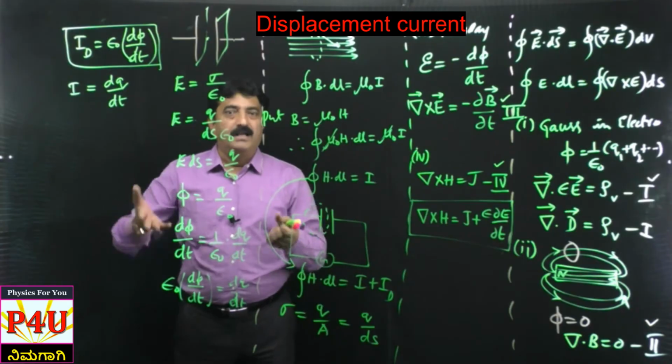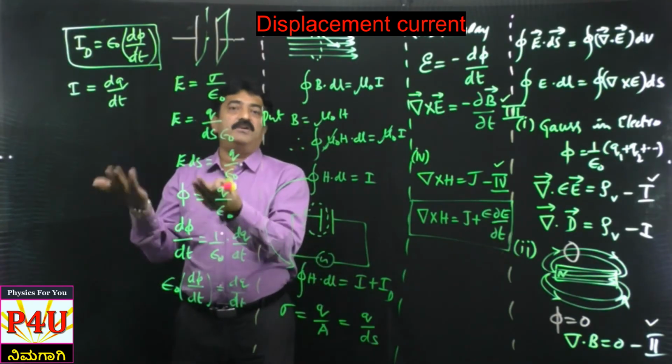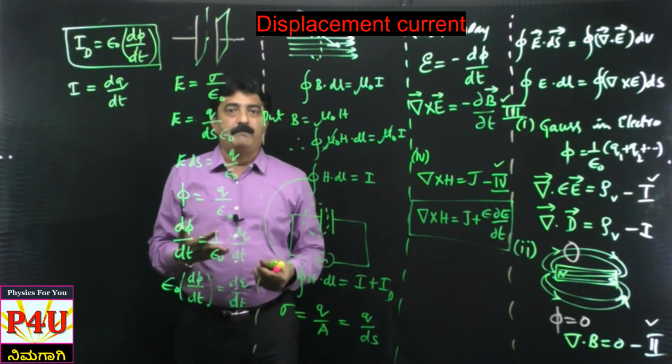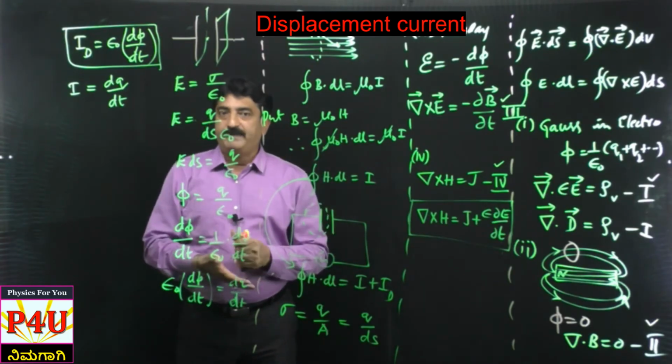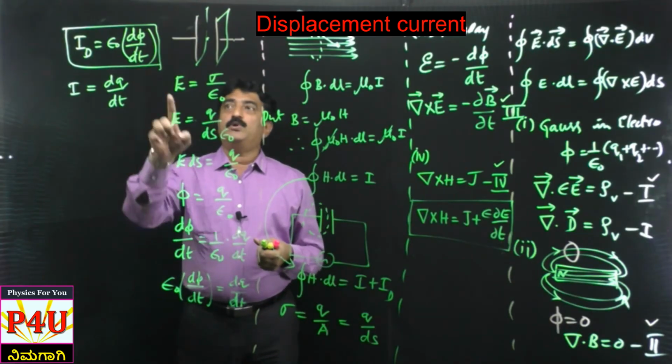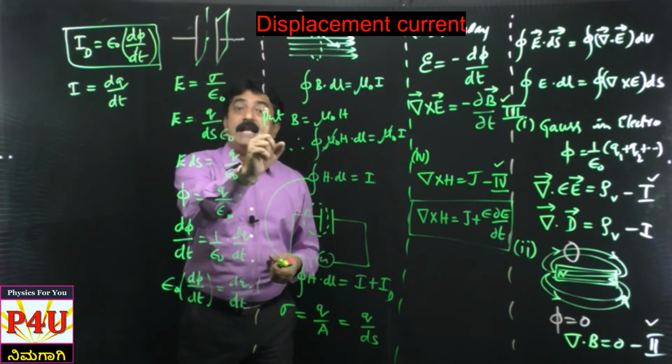So that's what I said. First I do the derivation, then I give you the definition. But while writing, you start from the definition only, because now you know what is displacement current. So what is displacement current? It is a current arising due to rate of change of electric flux.